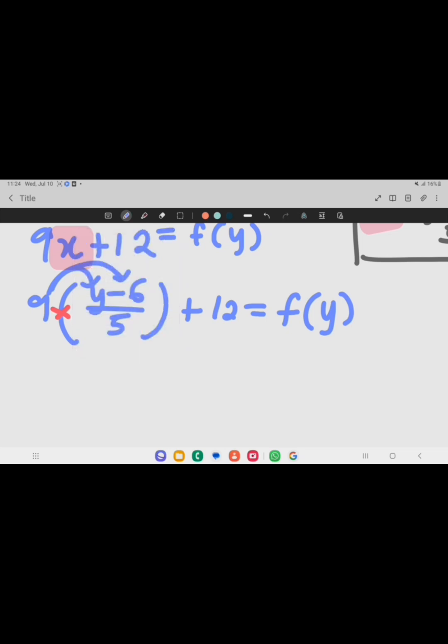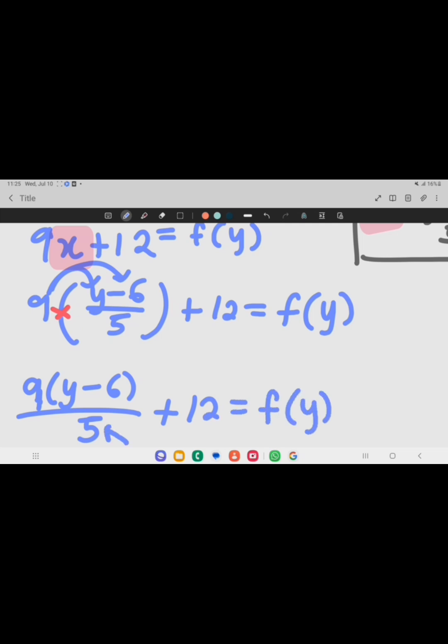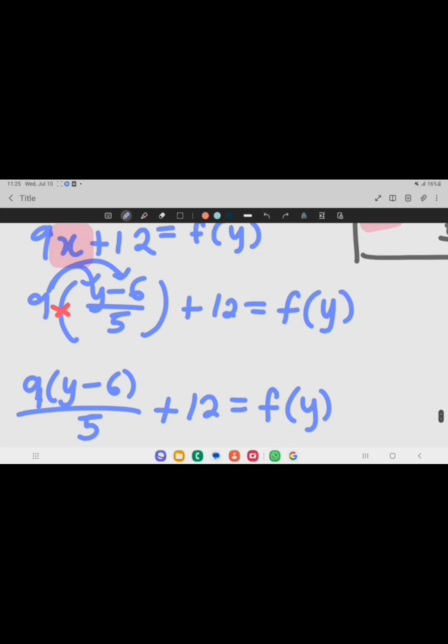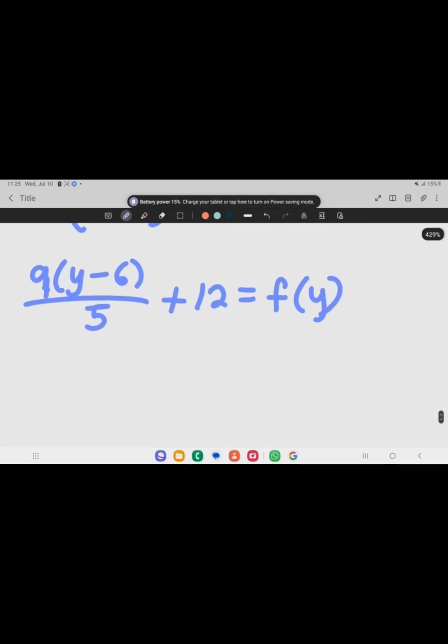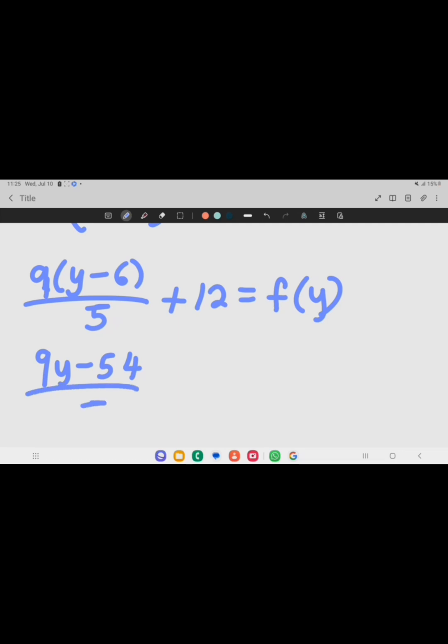When you open the bracket, you must only multiply the 9 with y and also 6. You cannot multiply like this. You must only multiply the top one. The bottom one, the number 5, you no need to multiply, just copy it back. You no need to multiply it with 9. Then next just solve as usual. So you will get 54 plus 5.